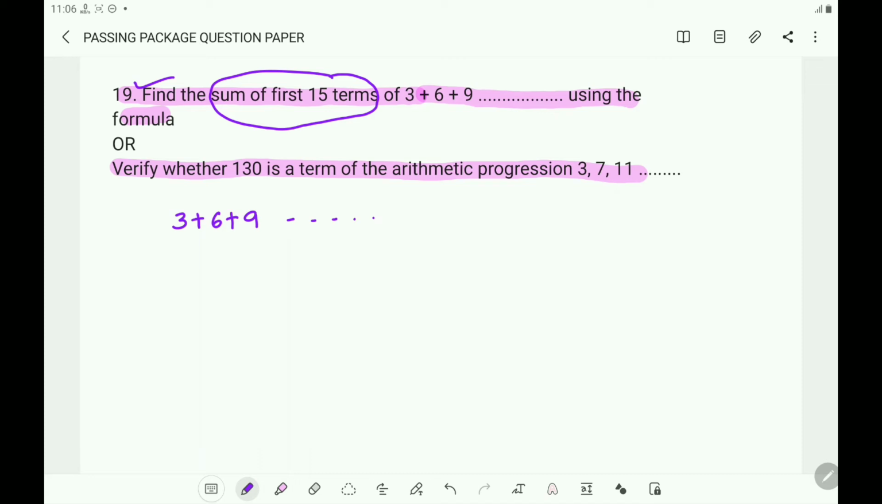So write what is a? A is the first term, that is a is 3. Then d is second term minus first term, that is 6 minus 3 equals 3. Then n equals what? n equals 15. So you must find out Sn, that is S15 equals question mark.